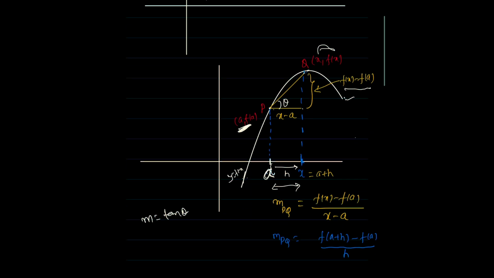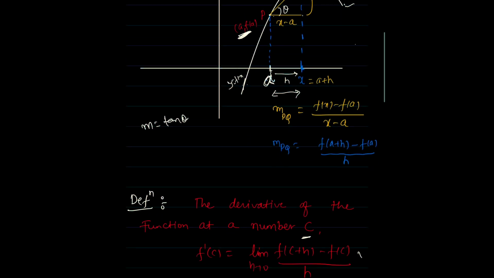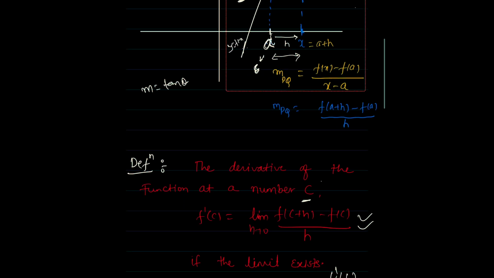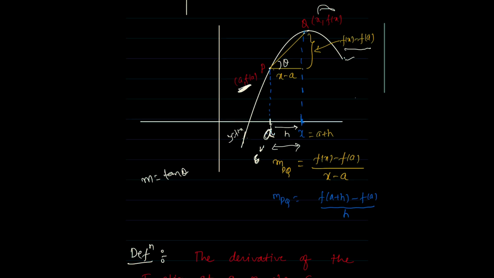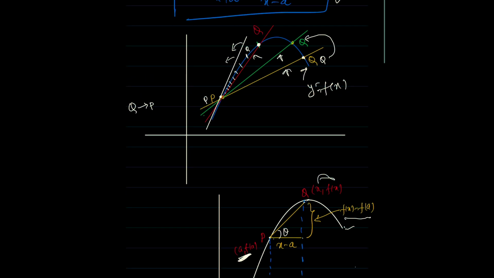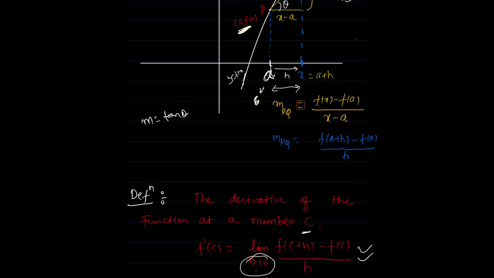So the derivative of the function at a point c is the limit as h tends to 0 of (f(c plus h) minus f(c)) upon h. That means our point Q, in this graph, is moving towards the point P, so h is going to 0. If the limit exists finitely, then we can say that this is the derivative of the function. So the slope is basically the derivative of the function.